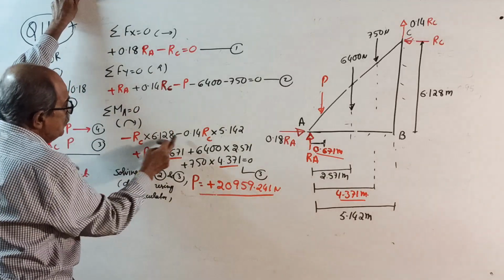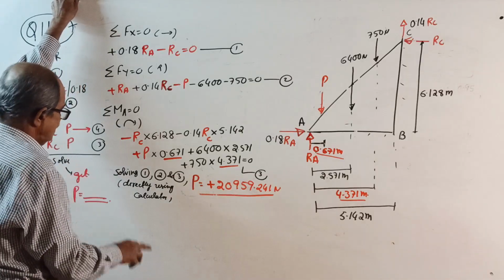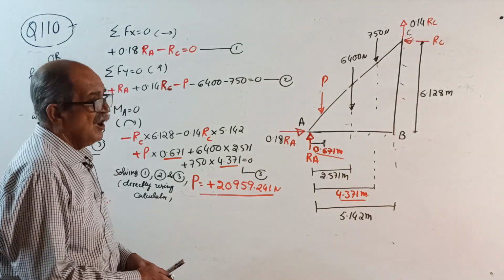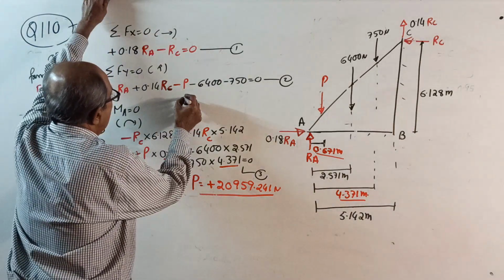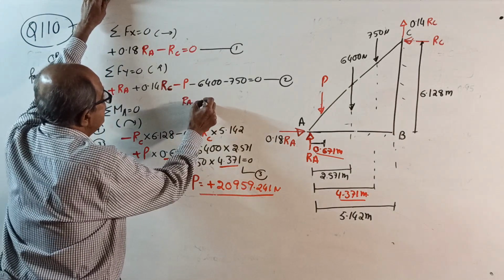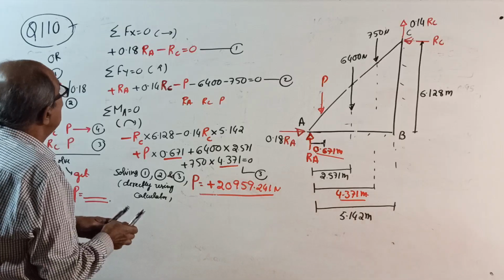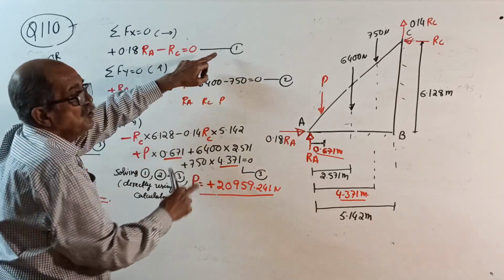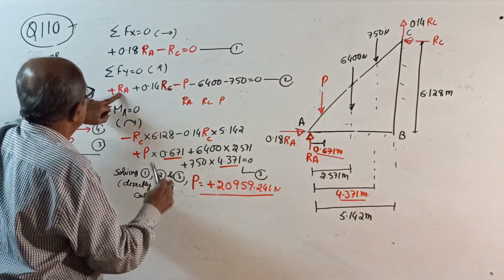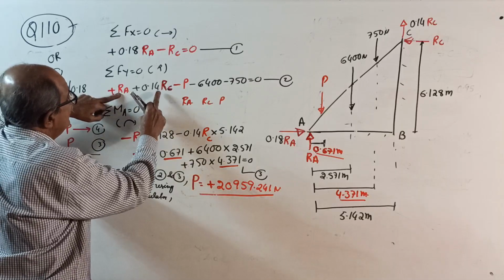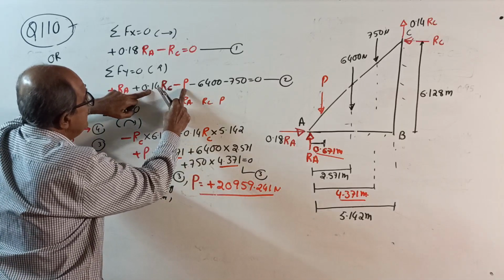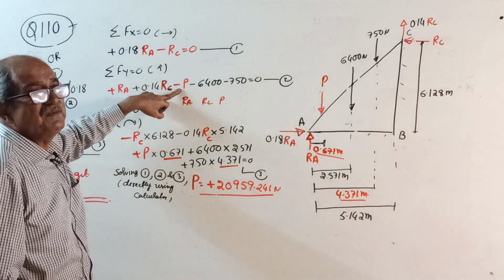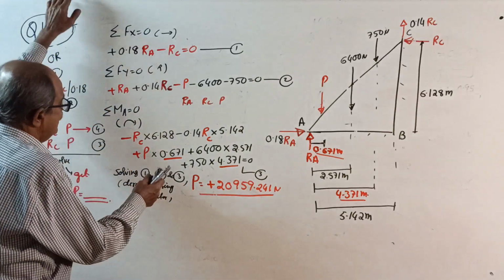RA is not there, 2 RC are there, and P is there. If you use the calculator directly, go to equation mode and decide an order. For example, if your order is RA, then RC and P, you enter the coefficients 0.18, minus 1, 0, constant 0. Second equation: 1, 0.14, minus 1, take that side, plus 6400 plus 750, equation number 2 here.